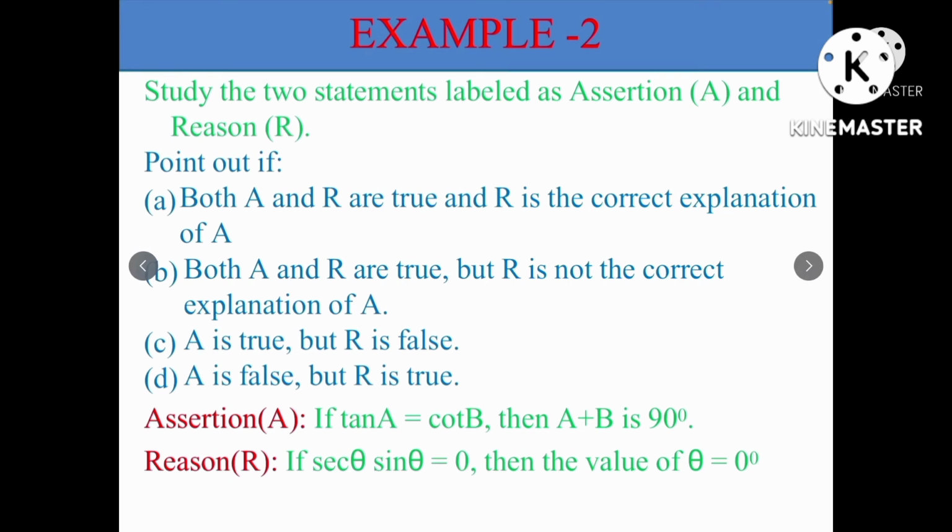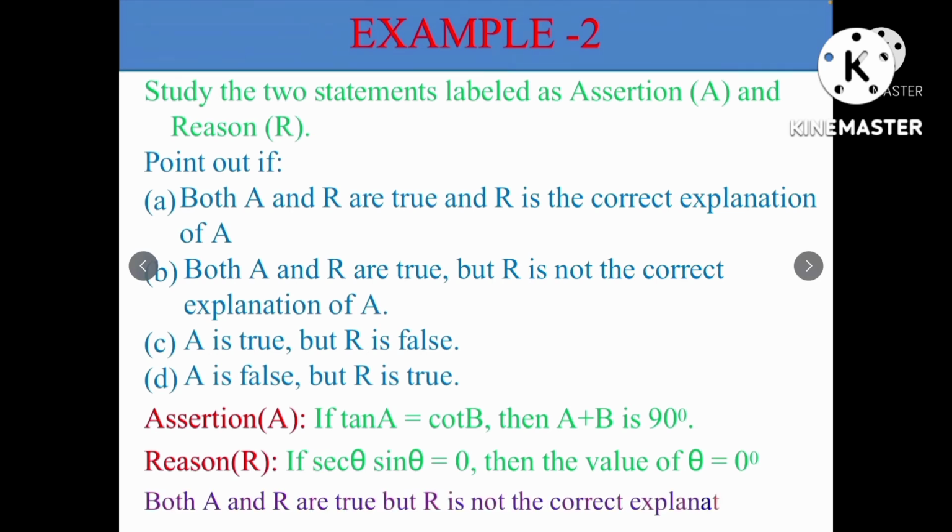Now comes the reason. Sec theta into sin theta is 0, then the value of theta is 0 degree. Sec theta means 1 by cos theta, so sin theta by cos theta, meaning tan theta, is 0. So theta is 0 degree. So this is also true. So here the assertion is true and the reason is true, but there is no relation between the reason and the assertion. That means here both A and R are true, but R is not the correct explanation of A.